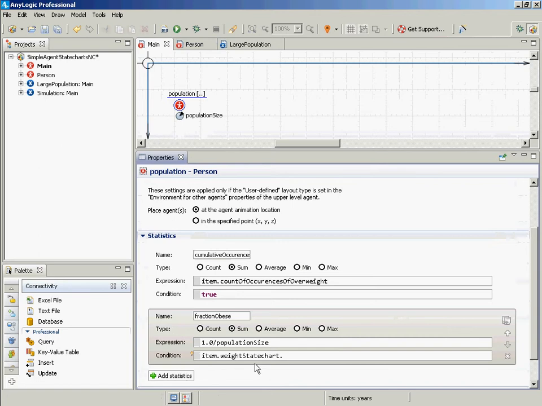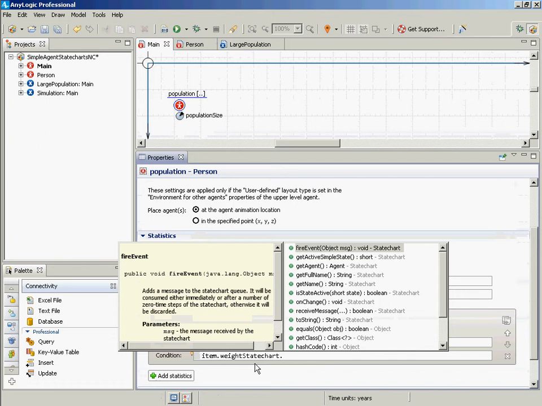Now, I'm going to put a dot here and pretend I don't know. I do control space, and it gives me all these choices. Look at all those choices that present themselves. Imagine I didn't know how to find out if they're in a given state. I can look through here, and which of these choices seems most appropriate? Is it fire event? Nah, not fire event. Get active simple state? Maybe I could do it with that, get their active state. Is it get agent? No. Is it get full name? No. Get name? No. Is state active? Yeah, that sounds pretty good.